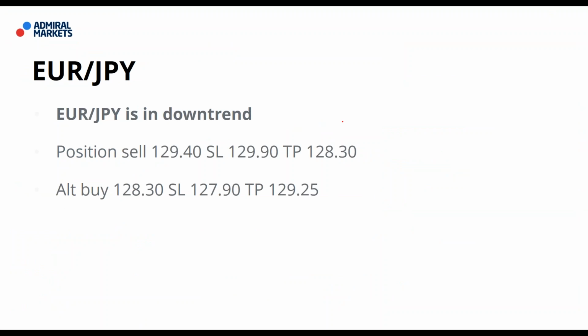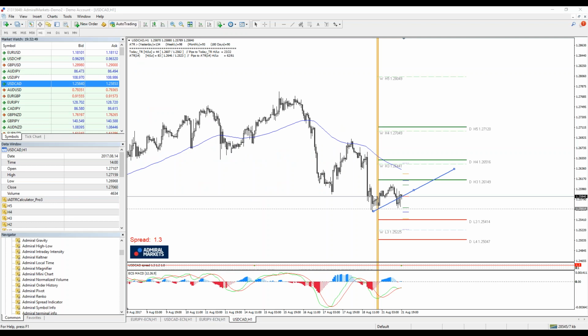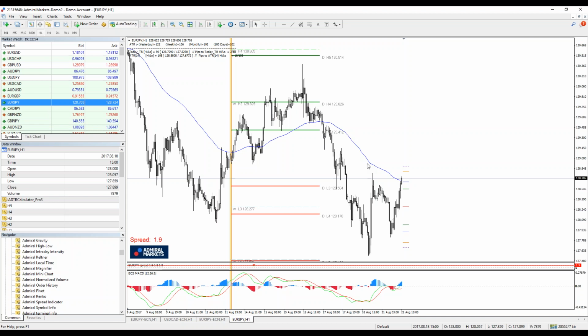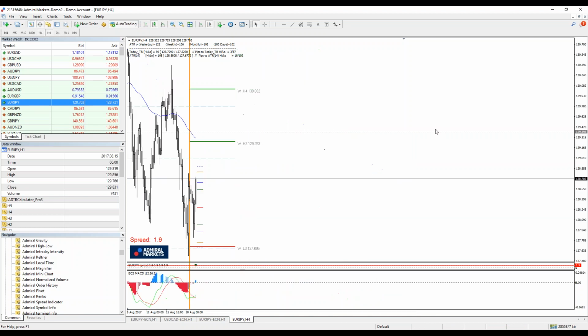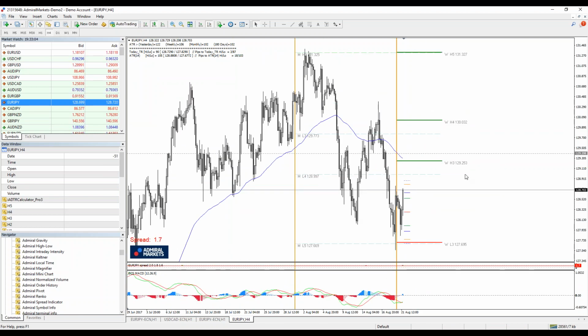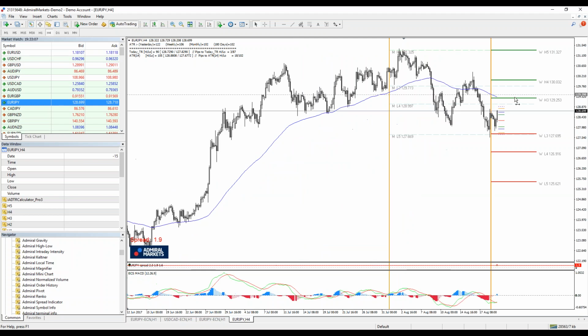And euro yen, it's in downtrend, 129.40 sell, 129.90 stop, 128.30 is TP, buy around 128.30, 127.90 stop, 129.25 is TP. Actually, I think euro yen could go up, and it's going up, so probably 129.40 will be hit before that buy entry. This is it. A lot of confluence here for selling.